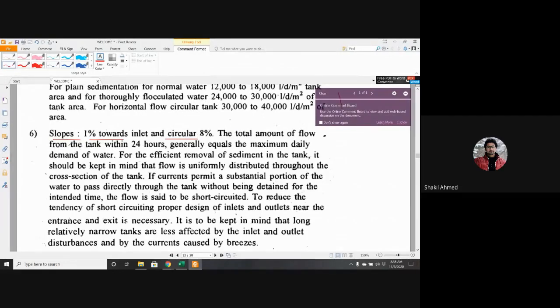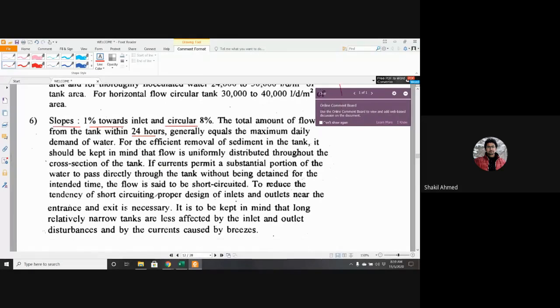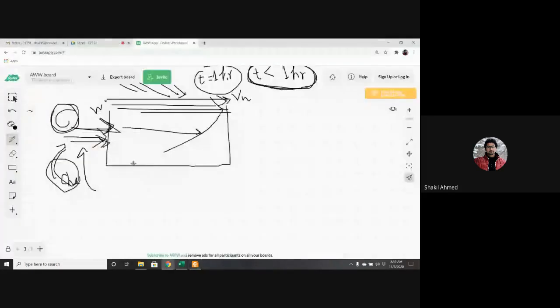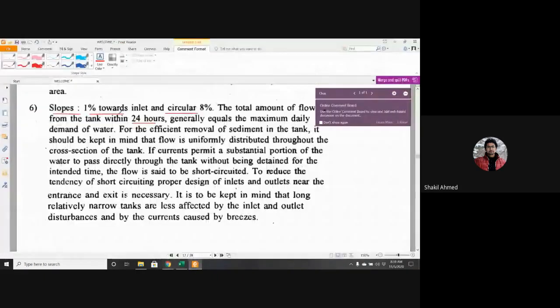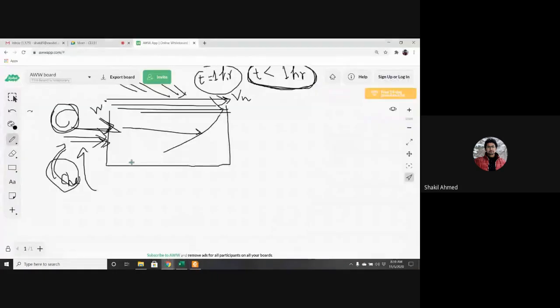The total amount of flow from the tank within 24 hours generally equals the maximum daily demand of the water. For efficient removal in the sedimentation tank, it should be kept in mind that the flow is uniformly distributed throughout the cross-section of the tank. We know these, we have studied these. So what I want to say here is, 1% towards the inlet. How much slope do we need to give here? 1%. Okay? Clear? Yes, sir.